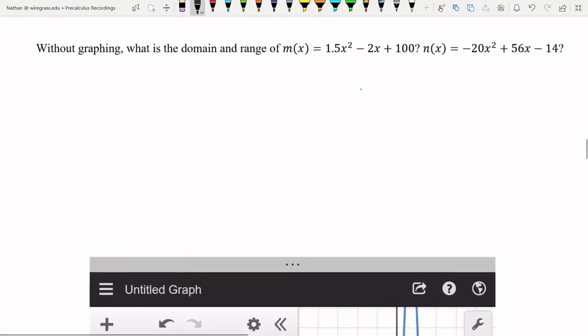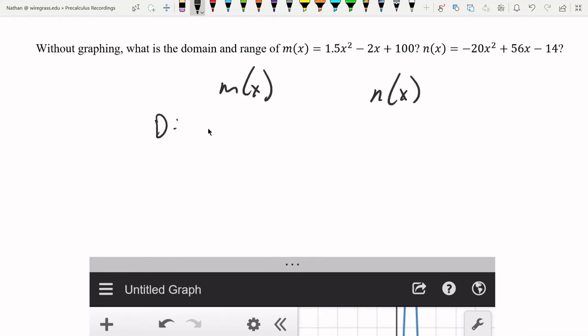Okay, without graphing, what is the domain and range of these two functions here? So we know the domain. That's always quite simple. There's no issues whenever you plug a number into the quadratic. So we know the domain is always going to be -infinity to infinity for both of them. Now the range depends upon the vertex.